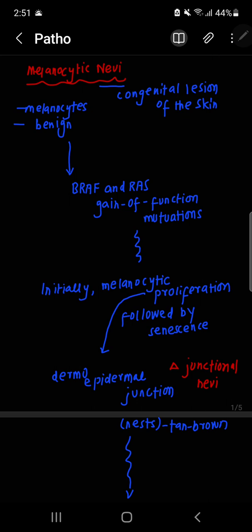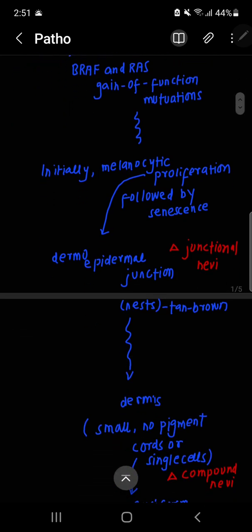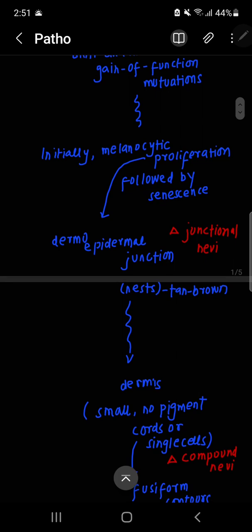Okay, so how do melanocytic nevi arise? And if they're benign, then what kind of mutation is underlying? They're benign neoplasms caused by a somatic gain of function mutation in BRAF and RAS, which are genes related to tumor suppression and stuff. Initially there is a lot of melanocytic proliferation, and that is followed by senescence.